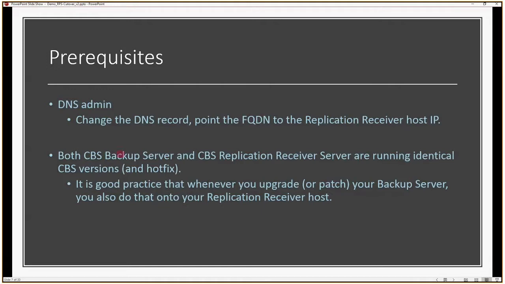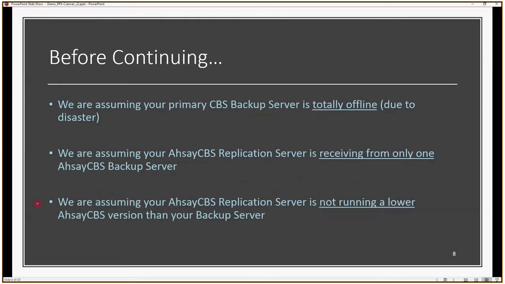Both the backup server and the replication receiver server should be running identical CBS versions and hotfixes. It is good practice that whenever you upgrade or patch your backup server, you also do that onto your replication receiver host. Before continuing, we are assuming your primary CBS backup server is totally offline due to disaster.